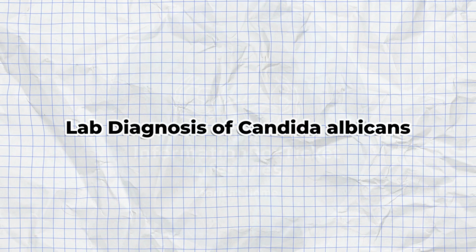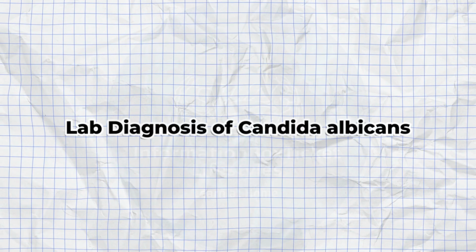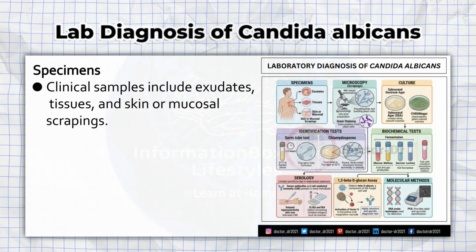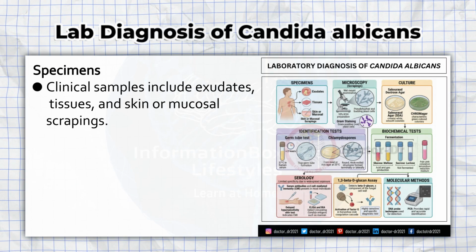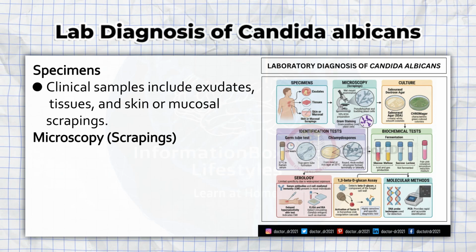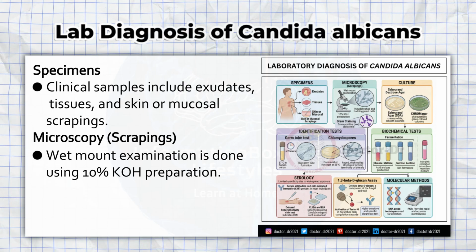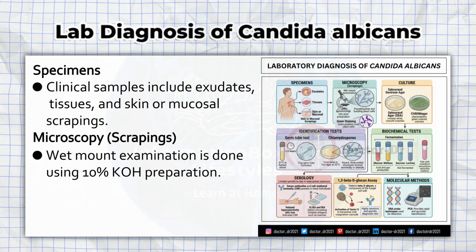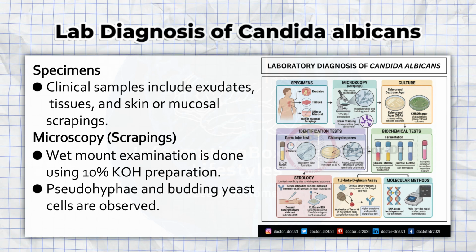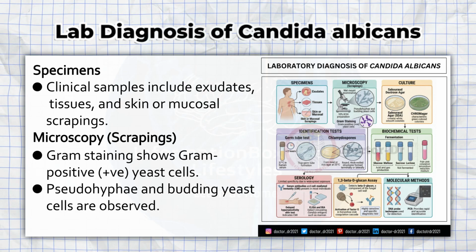Lab diagnosis of Candida albicans. Specimens. Clinical samples include exudates, tissues, and skin or mucosal scrapings. Microscopy, scrapings. Wet mount examination is done using 10% KOH preparation. Pseudohyphae and budding yeast cells are observed. Gram staining shows gram-positive yeast cells.